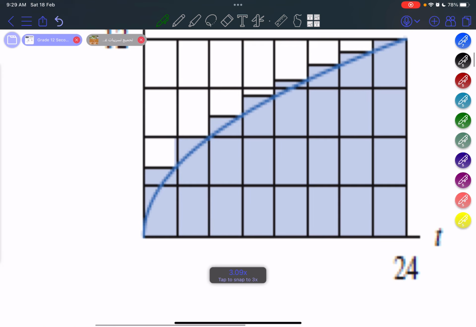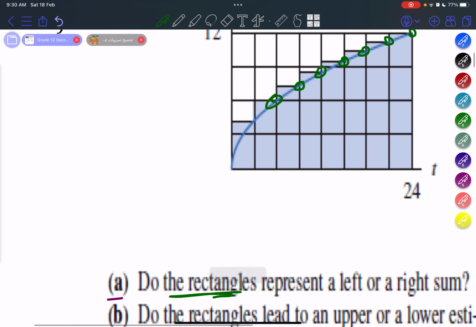We see that the curve here is touching the left side first, and then again the left side, and then again the left side. But it is actually the right side, my bad. The right side, the right side, the right side. So this represents a right sum. Apologies for the mistake.